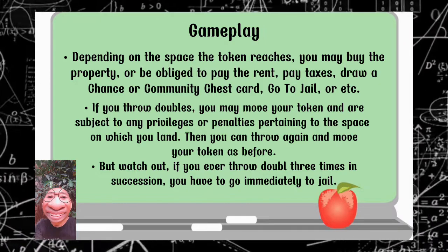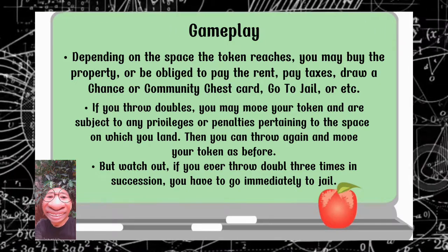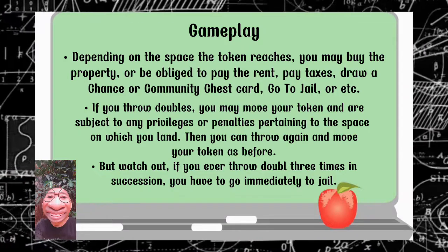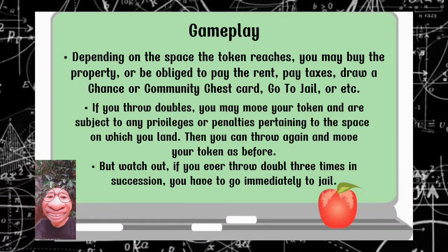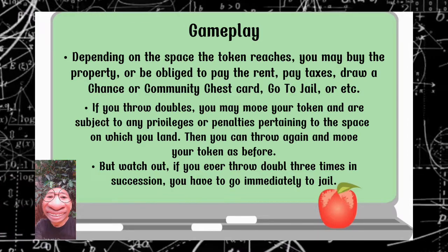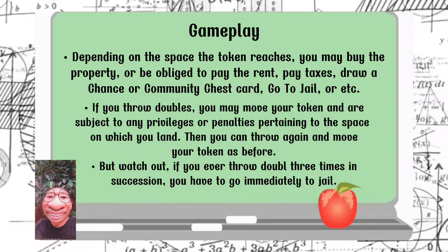If you throw doubles, you move your token and are subject to any privileges or penalties pertaining to the space on which you land. Then you can throw again and move your token as before. But watch out, if you ever throw doubles 3 times in succession, you have to go immediately to jail.